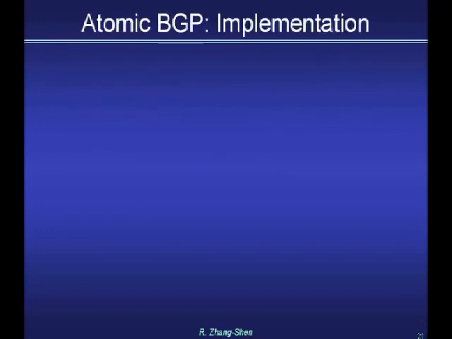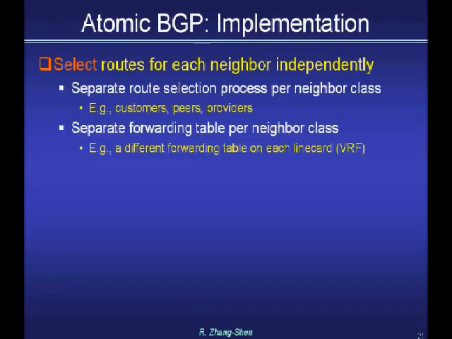In terms of implementation, this is the most important slide, which I need your help on. Let's do it a little slower. So you need to do three things to have atomic BGP. The first thing is easy. We need to allow a router to select routes for each neighbor independently, meaning different links will export different routes to different neighbors. This basically means you need a separate route selection process for each neighbor class. You can group your neighbors into classes, such as customers, peers, and providers, so you really only need 3 route selection processes in your router.